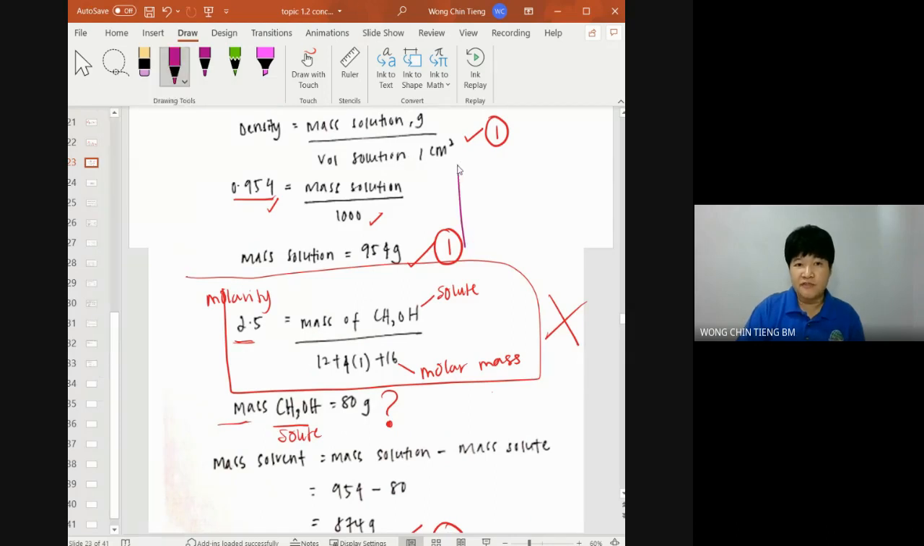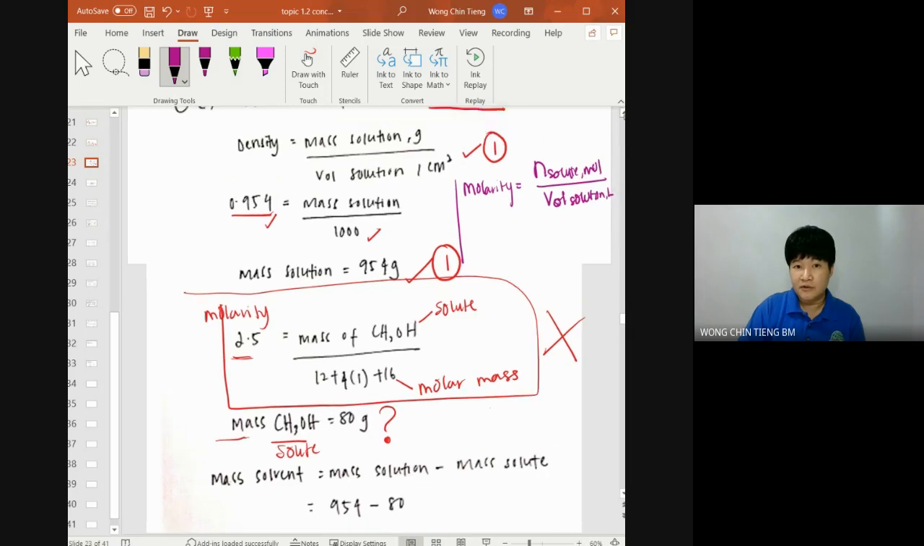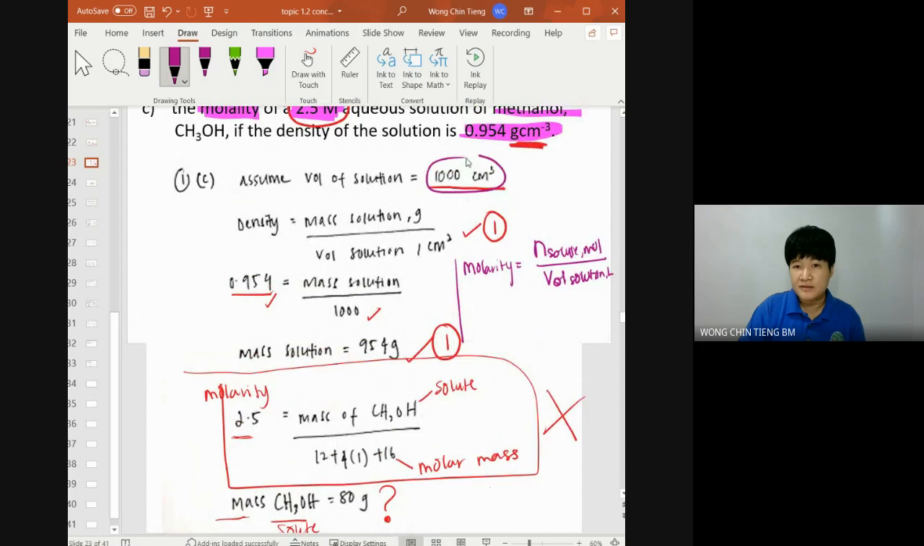You should start off with the formula of molarity. Your molarity is the number of moles of solute in mole over the volume of solution. And your volume of solution should be in liter. Okay? Because we have assumed 1000 centimeter cube, which is equal to 1 liter. So the molarity 2.5 will then equal the number of moles of solute over 1 liter. So you should have the number of moles of solute first, which is 2.5 mole. Agree?